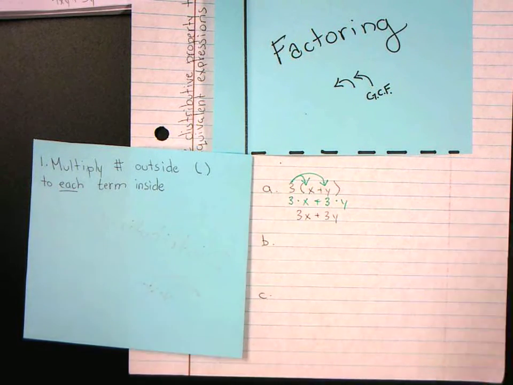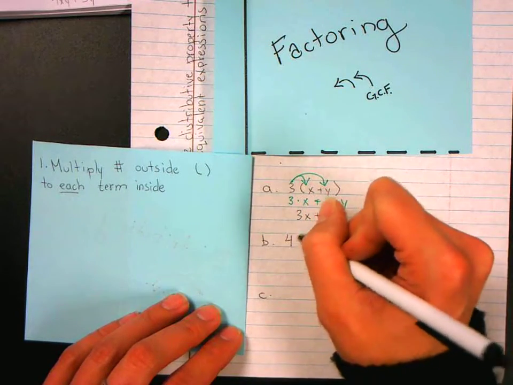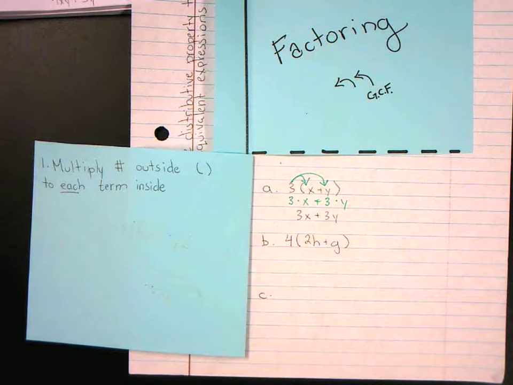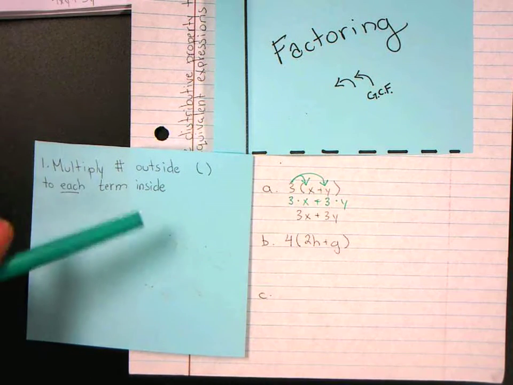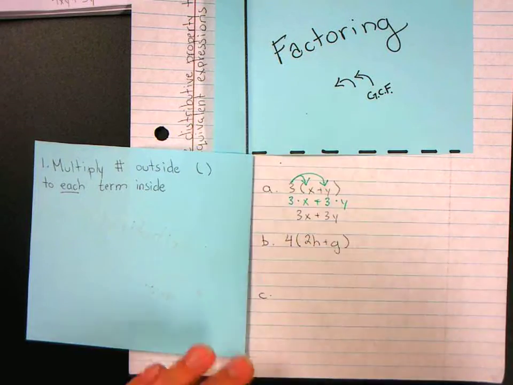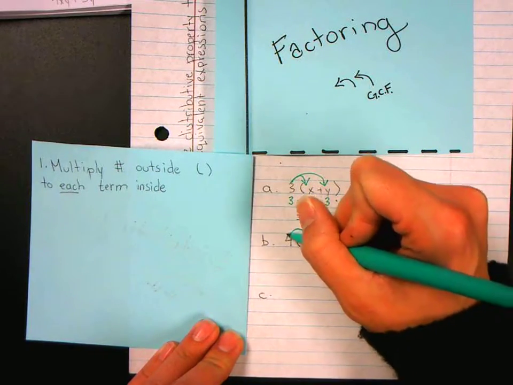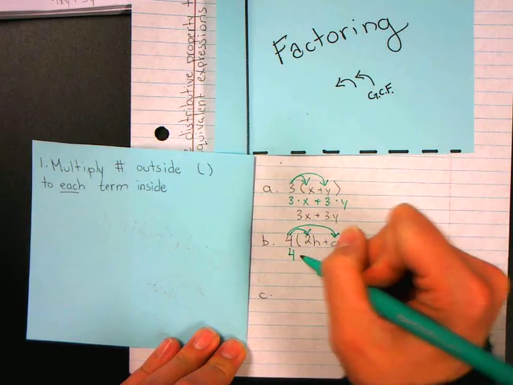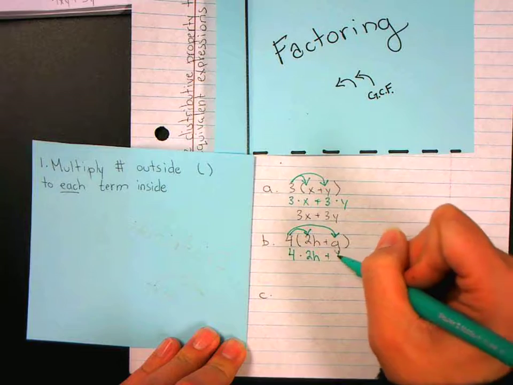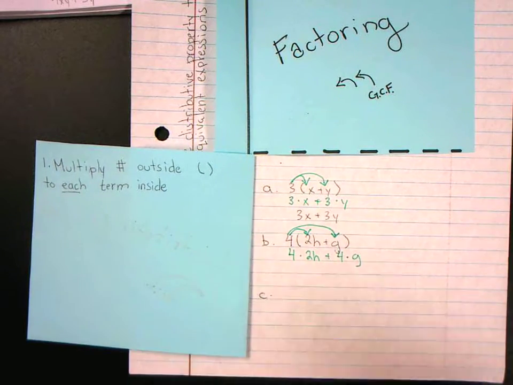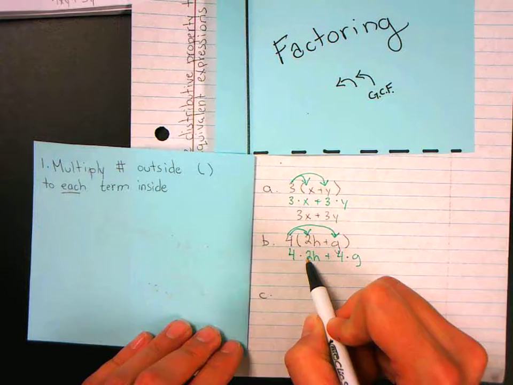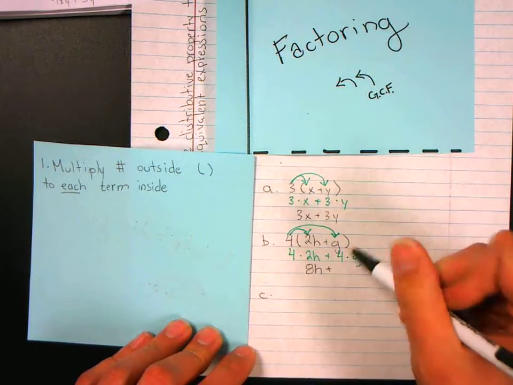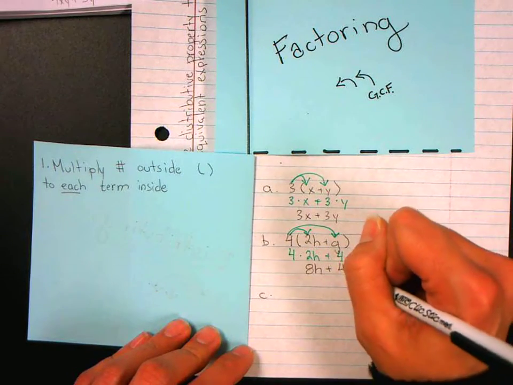Alright, our next example that we're going to do together is 4 times 2h plus g. And remember, when we distribute, we want to multiply each number outside parentheses to each term on the inside. So we're going to distribute that 4 to the 2h and as well to the g. So if we write this in expanded form, we have 4 times 2h plus 4 times g. So we should have 4 times 2, which is 8, and the h comes along with, so we have 8h plus 4 times g is just going to be 4g. That's it.